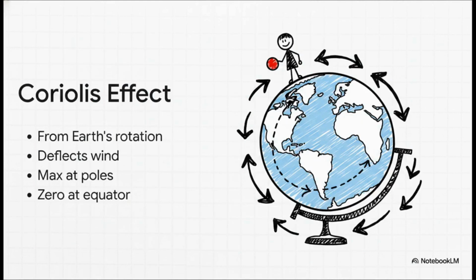Think of it this way. Imagine standing at the North Pole and tossing a ball straight to a friend at the equator. Well, the Earth rotates eastward, right beneath the ball while it's in the air. So when the ball finally reaches the equator, it lands somewhere to the west of where you were originally aiming. This fictitious force deflects our prevailing winds to the right in the northern hemisphere and to the left in the southern hemisphere. It's strongest right at the poles and actually hits exactly 0 right at the equator.